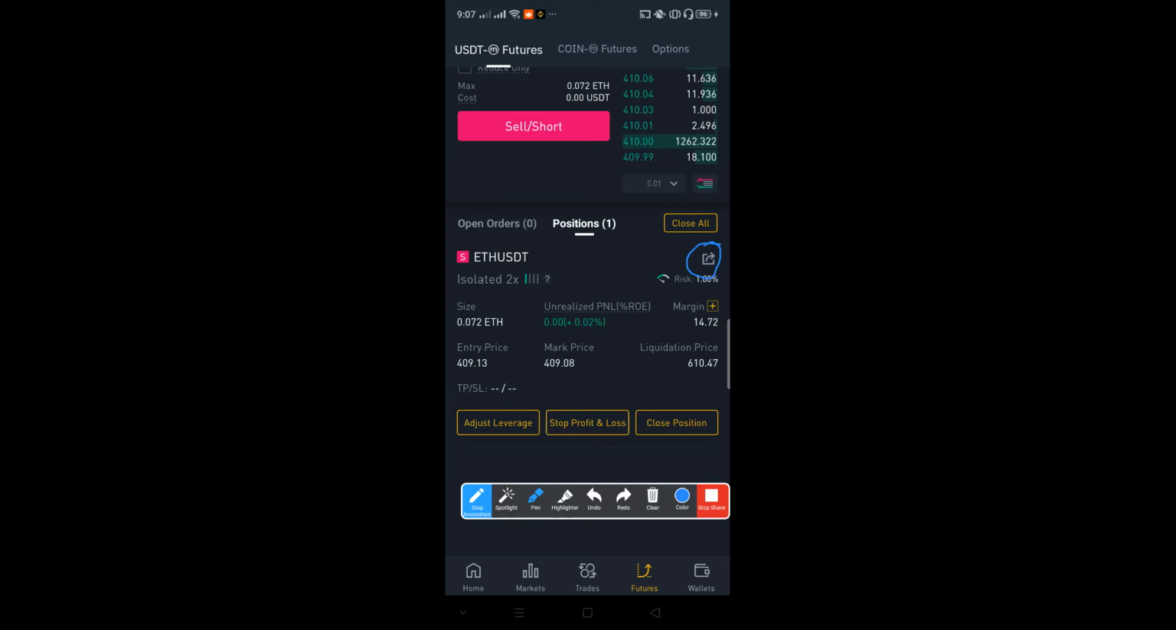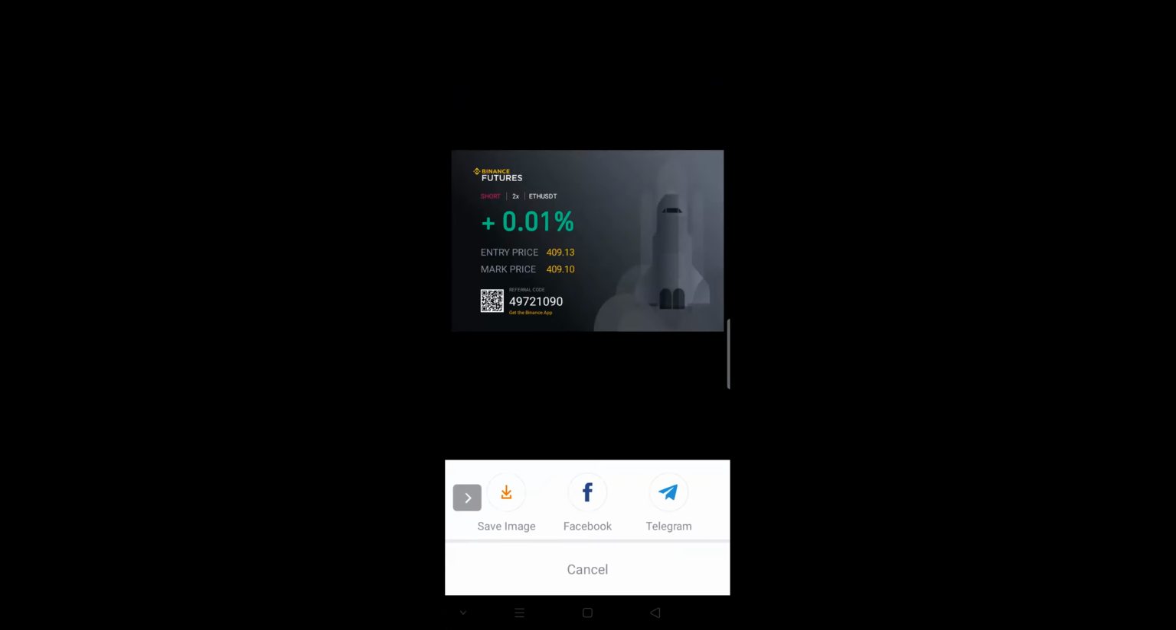Once you click this share symbol, you will see now we are in profit. You see that I'm already in profit of 0.1%. You see my entry point, my market price, my account number, and the referral code I'm using to take this particular trade. It's showing me shorts on top, then my X, 2X, and Ethereum, ETH, USDT. Then you can save it, share it on Telegram, Facebook, or WhatsApp.